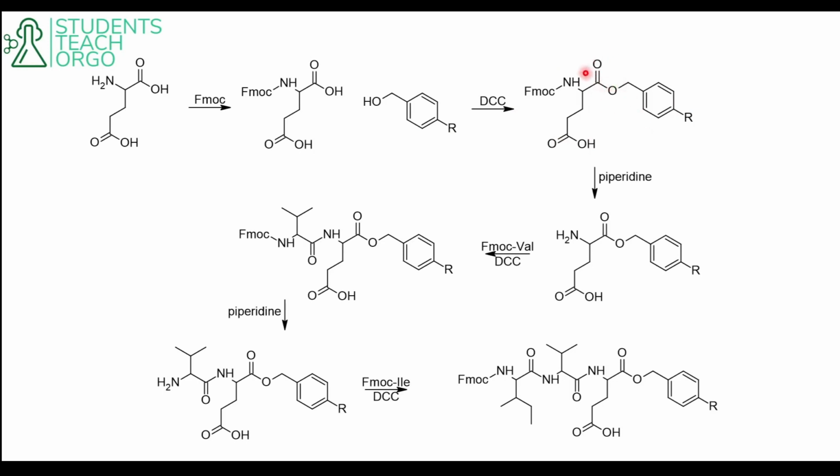All right, so now at this point, we want to make this reactive again so we can add the next amino acid closer to the N terminus onto this nitrogen right here. So we have to take off the FMOC protecting group. Again, we do that with piperidine, which is a base, so that will take the FMOC off. And then now we can add the next amino acid, which, if you recall, is valine.